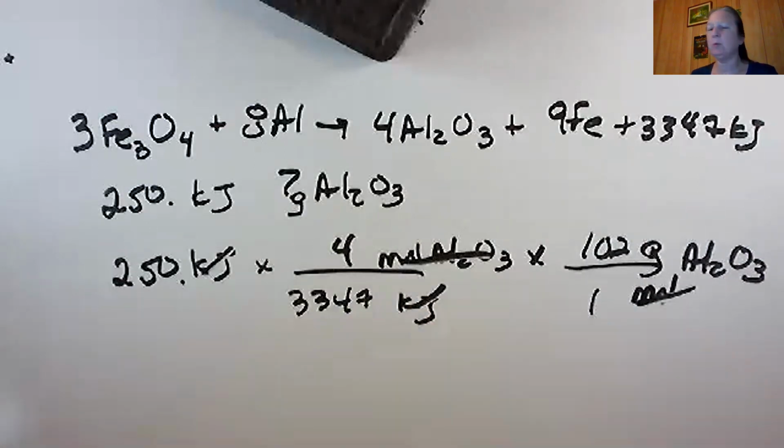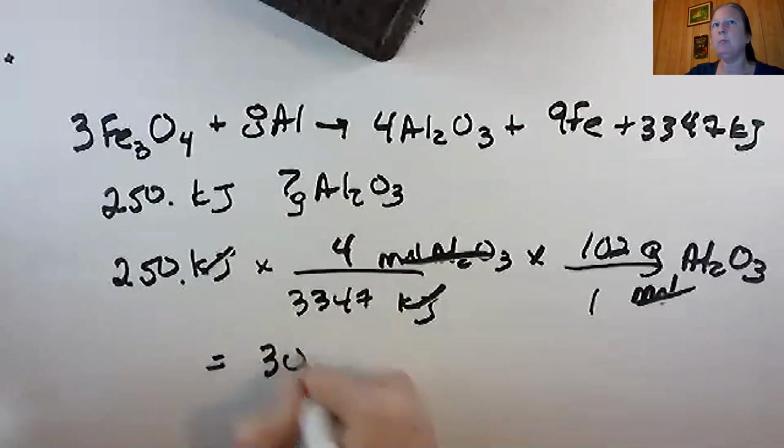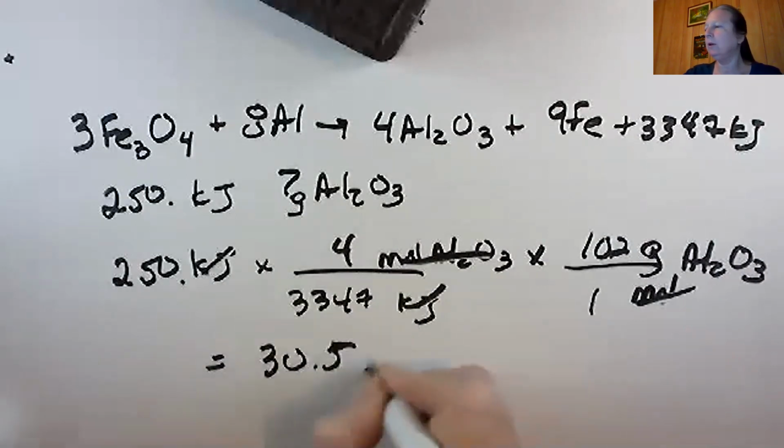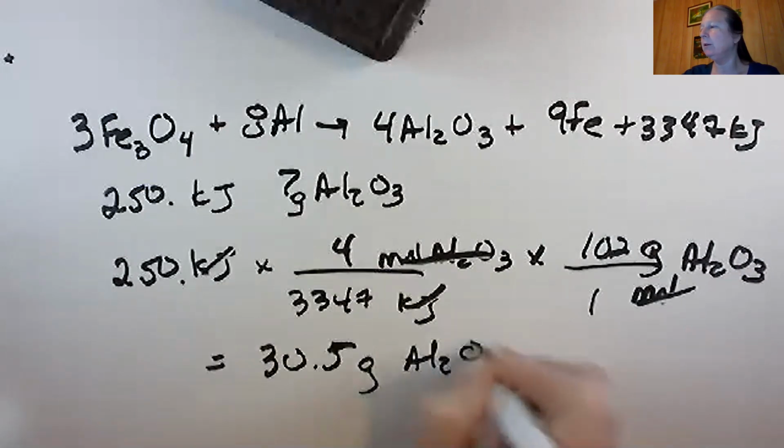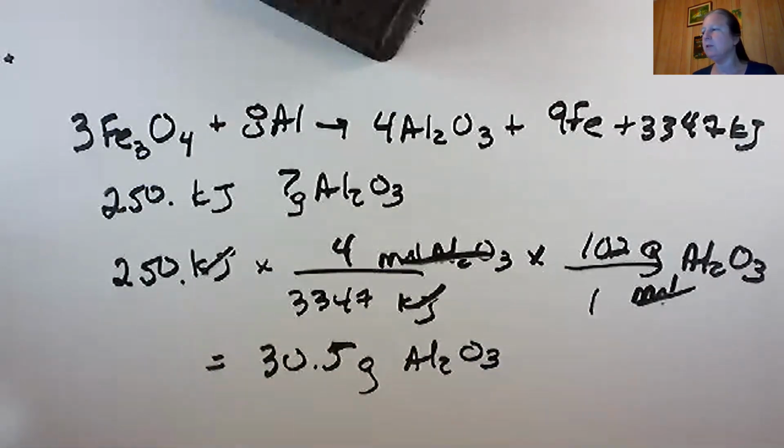250 times 4 times 102 equals, divided by 3347. And you end up with 30.5 grams of aluminum oxide. This is 3 sig figs because there's a dot there that says, yes, it's definitely 3. 4 sig figs, 3 sig figs. So the answer is 3 sig figs. Okay.